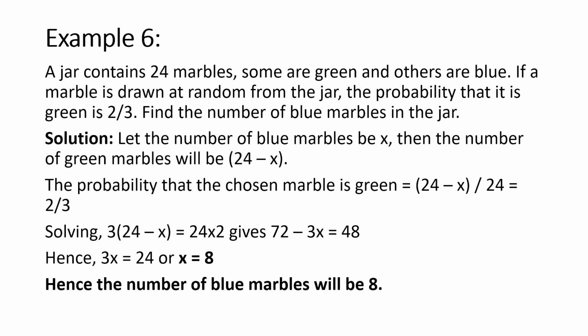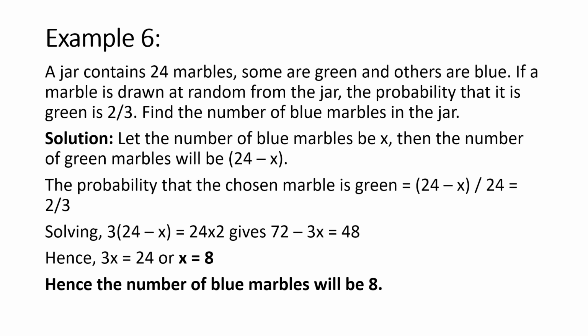Example 6. A jar contains 24 marbles. Some are green and others are blue. If a marble is drawn at random from the jar, the probability that it is green is 2 by 3. Find the number of blue marbles in the jar. So first of all, it is given that total 24 marbles are there, out of which some are green and others are blue. Let the number of blue marbles be x, then obviously the number of green marbles would be 24 minus x.